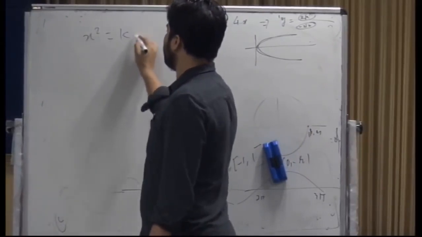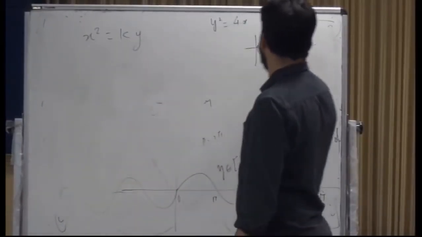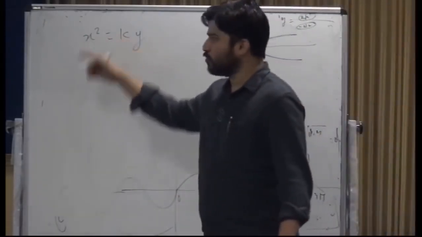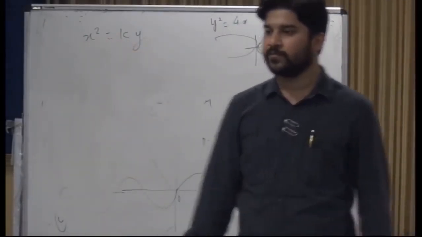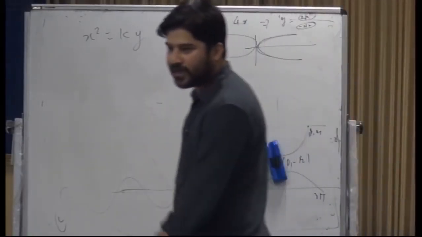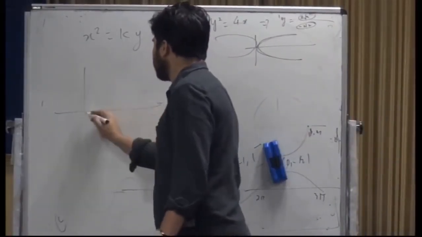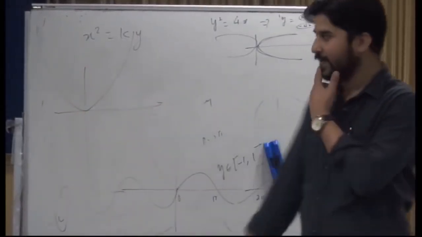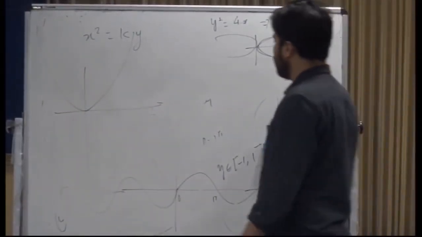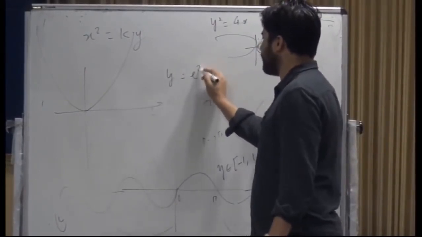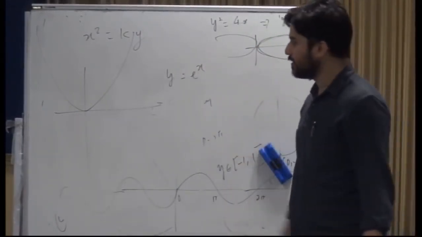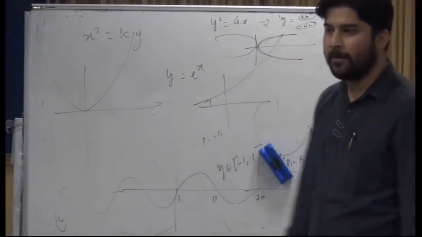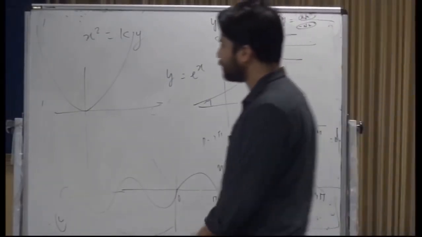x square is equal to ky. Okay, here if k is negative then the graph will come this side, right? x, if you replace x by minus x, what happens? No change. So it will be symmetric about the y axis. So definitely it is going to be, you already know y is equal to x square, right? Okay. y is equal to e to the power x, we have already discussed in the last class, right? Okay.